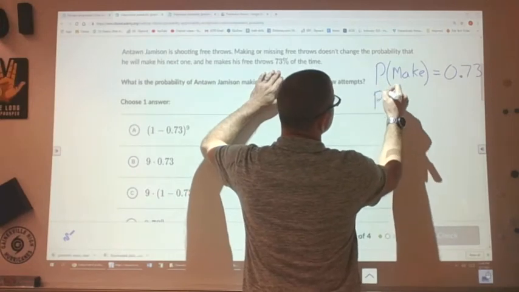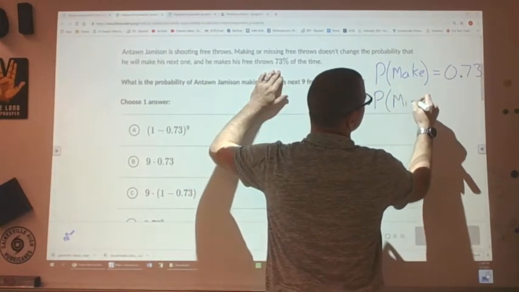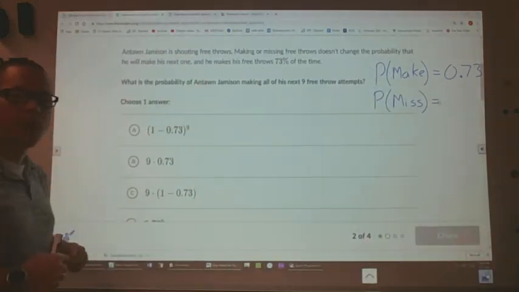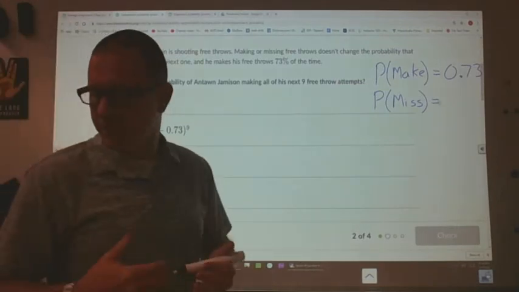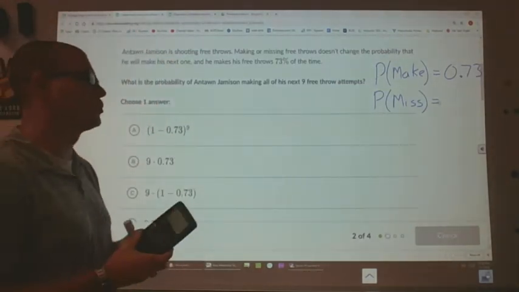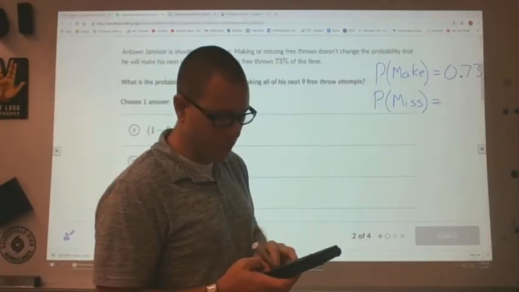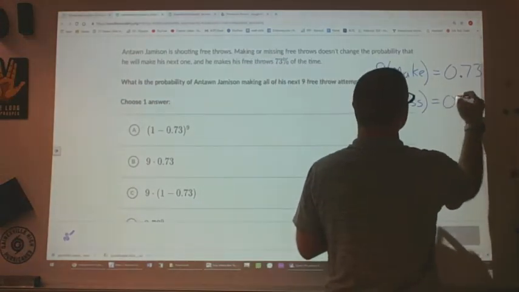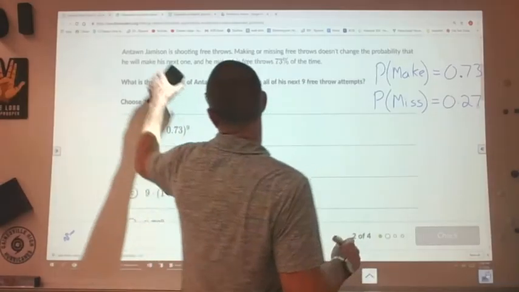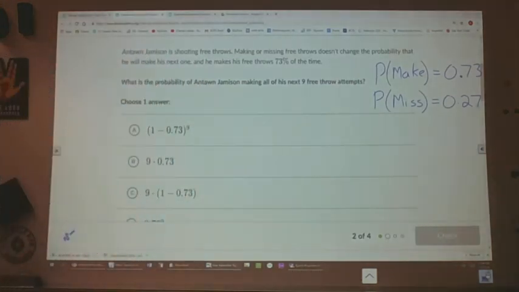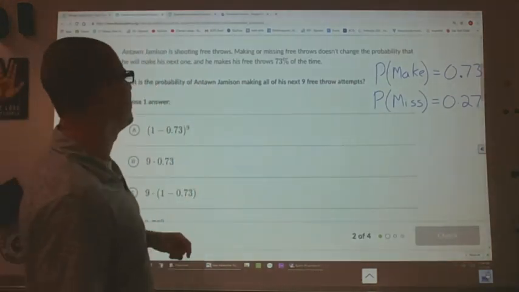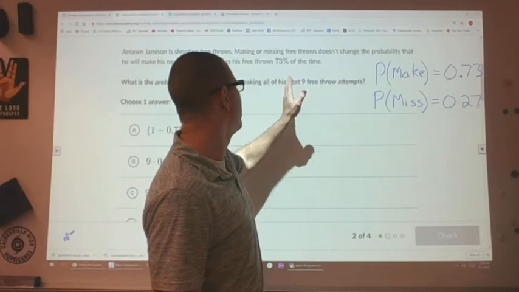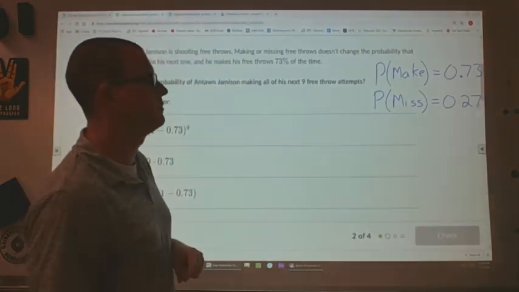Which means the probability that he will miss, you can only have 100% probability total. So if I want to find the probability that he does not do something, I just take it away from 1. 1 minus 0.73 is 0.27. Which tells me that Anton misses his free throws 27% of the time. What is the probability of Anton making all of his next 9 free throw attempts?